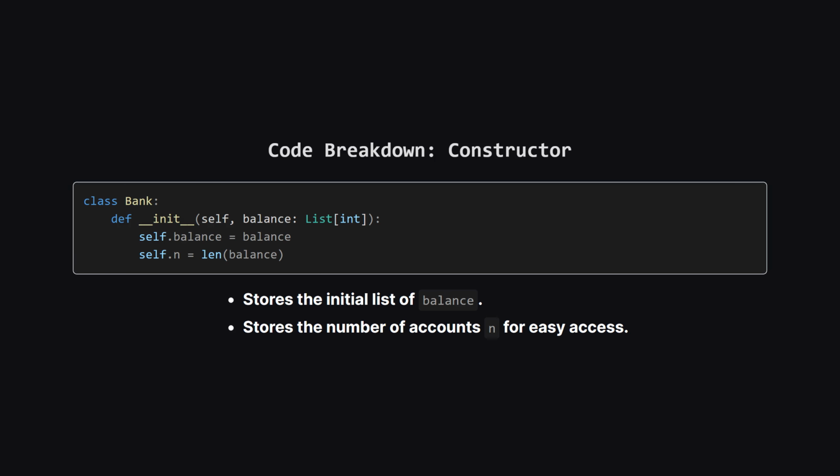First up is the constructor, or the init method. This runs when we first create our bank object. It's very simple. It takes the list of balances and saves it as a property of the class, so we can access it in our other methods. I'm also grabbing the length of this list and storing it in a variable called n. This saves us from having to calculate the length over and over again. It's a small optimization that makes the code cleaner.